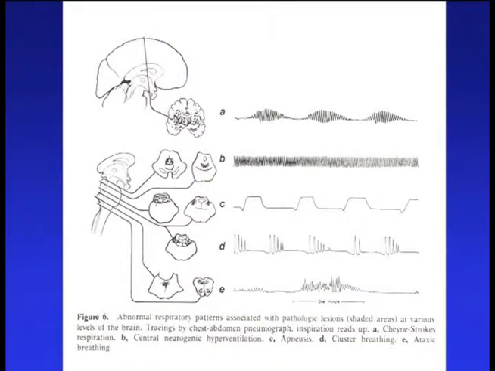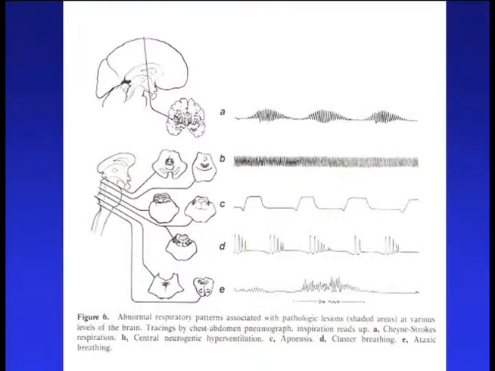This is the classic Plum and Posner description of the central phenomena you see. Here's someone with bilateral hemispherical dysfunction who has Cheyne-Stokes respirations. If we go around the hospital, the commonest cause of Cheyne-Stokes respirations, though, is congestive heart failure with a prolonged circulation time, rather than being simply a consequence of bilateral hemispherical dysfunction.